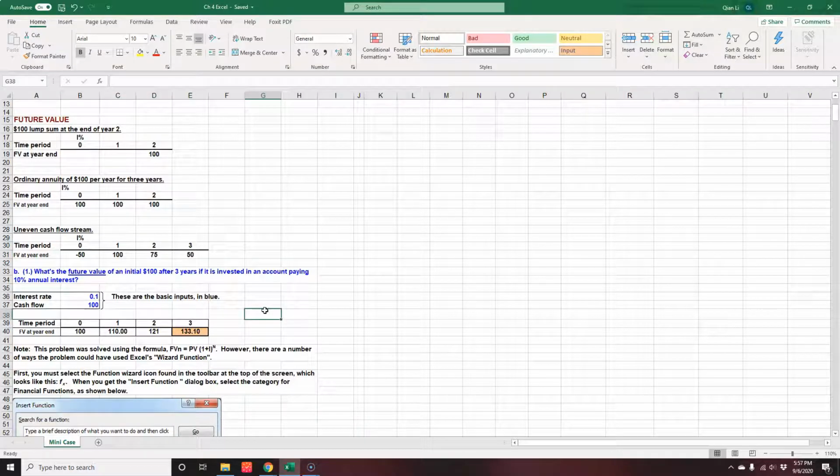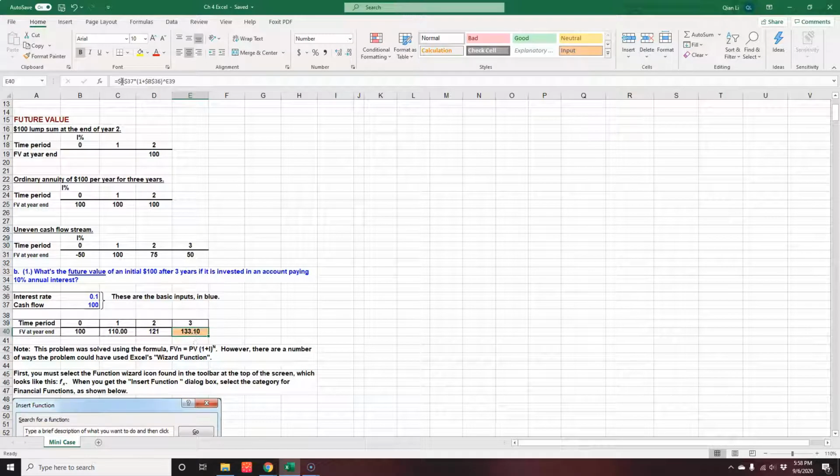Now, to calculate the future value, we can try to set up the future value formula by ourselves. So, for example, if we want to calculate the future value of $100 in 3 years, what we want to do is future value equals the present value of this $100 multiplied by 1 plus i, the interest rate, to the power of 3. So if you click on this cell, you notice this is the formula used to calculate this future value.